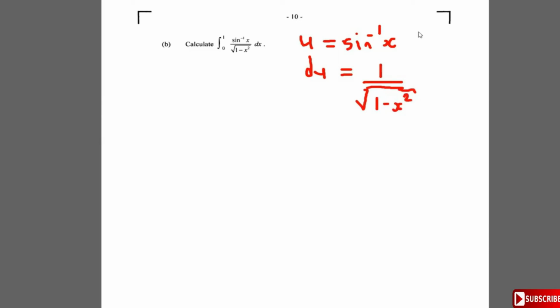Now the lower limit: when you plug in 0, sine inverse of 0 is 0. And the upper limit is going to change: plug in 1, sine inverse of 1 is pi by 2.